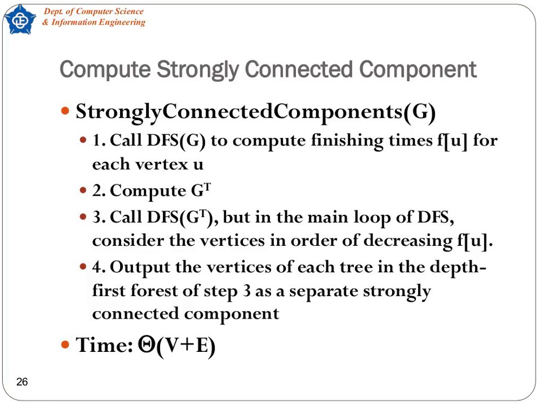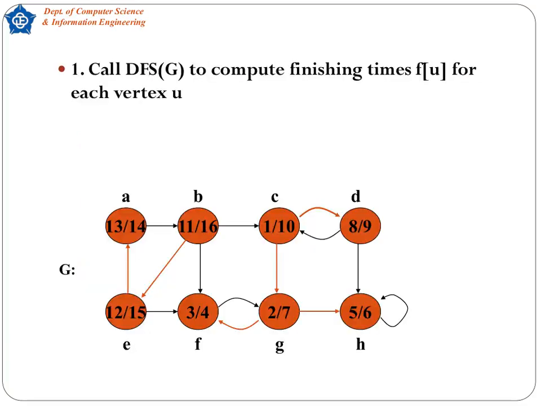Next, we perform a second depth-first search on G^T, but here's the trick. We always choose the next root in descending order of the finishing times from the first pass. Each DFS tree produced in this second pass corresponds exactly to one strongly connected component of the original graph. And since every vertex and edge is explored only a constant number of times, the overall running time remains Theta(V plus E).